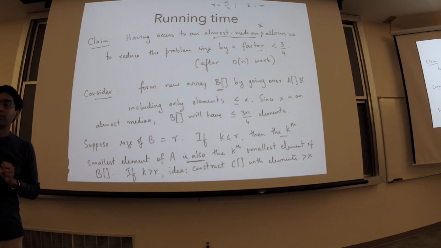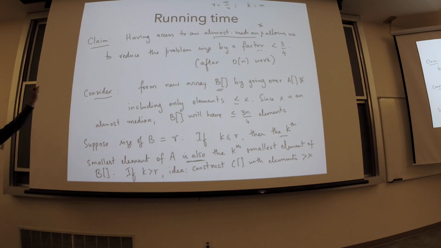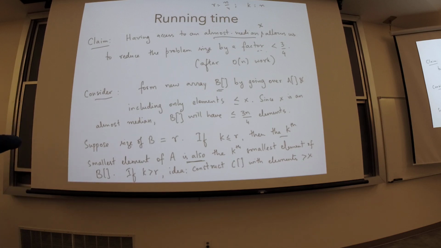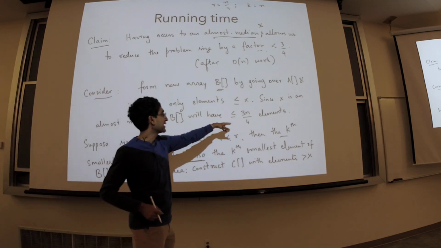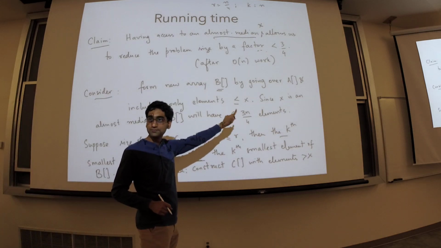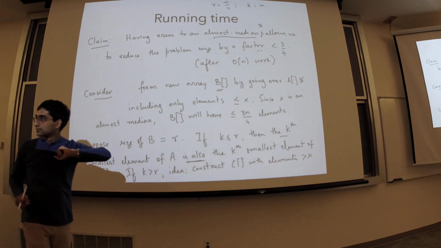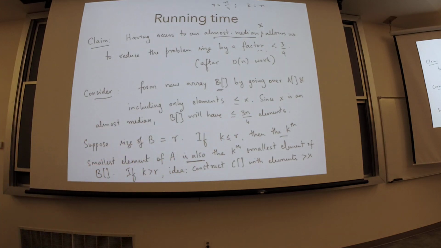But the point is to note that if you had access to an almost median, by doing some effort, you could reduce to a problem of size 3n by 4 with an extra O of n work.